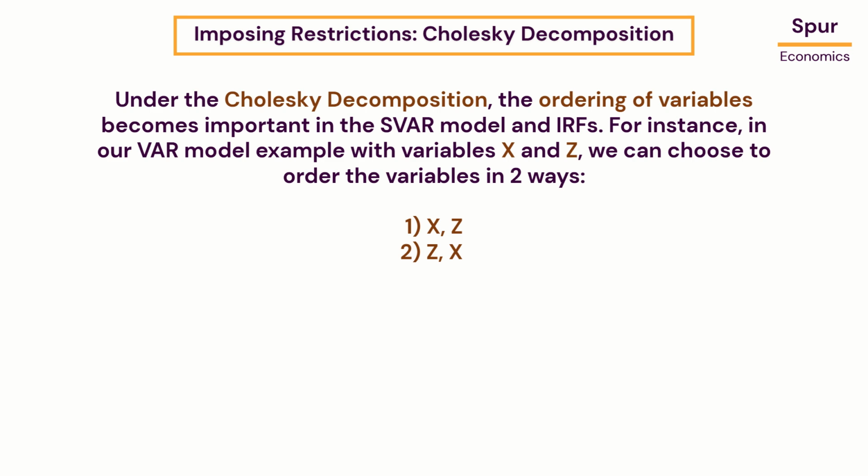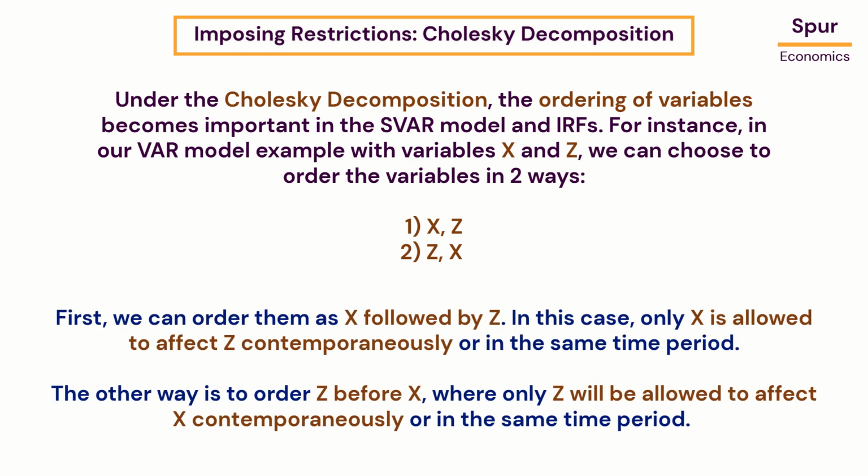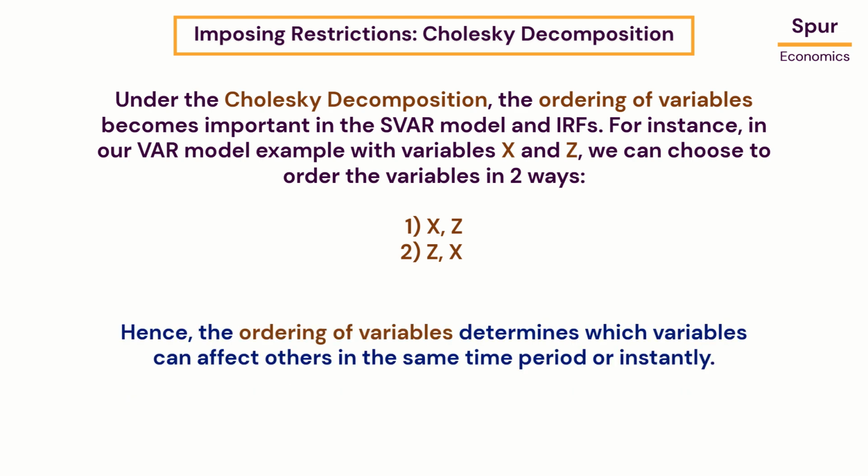Under the Cholesky decomposition, the ordering of variables becomes important in the SVAR model and IRFs. For instance, in our VAR model example with variables x and z, we can choose to order the variables in two ways. First, we can order them as x followed by z. In this case, only x is allowed to affect z contemporaneously, or in the same time period. The other way is to order z before x, where only z will be allowed to affect x contemporaneously, or in the same time period. Hence, the ordering of variables determines which variables can affect others in the same time period or instantly.